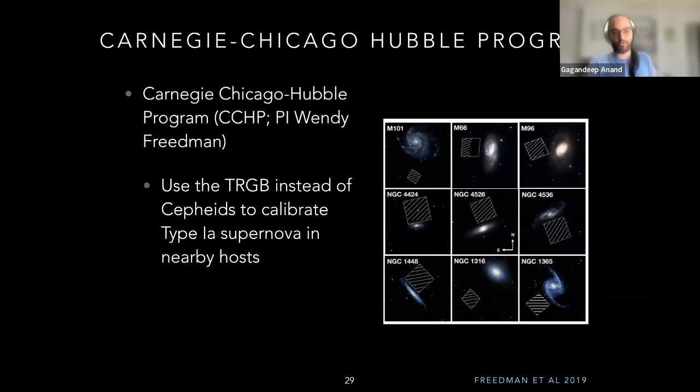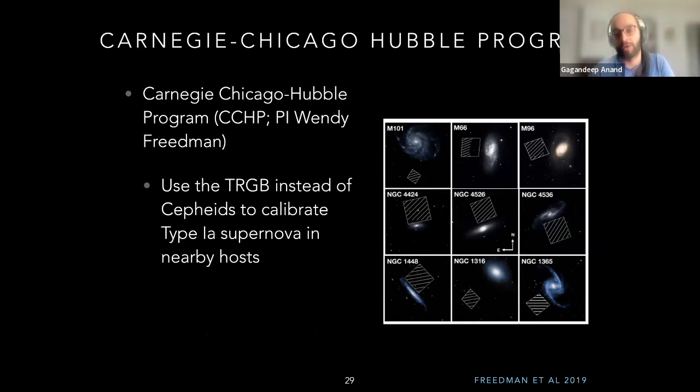And so, I mentioned the SH0ES results, but a lot of this work has been pushed forward by the Carnegie Chicago Hubble program. And what they did is replace Cepheids in the distance scale, using these tip of the red giant branch stars that I've been talking about. And so they're using the TRGB to calibrate the type 1a supernovae in nearby hosts. And here you see a panel from one of their main papers. Those hatched regions show where in these galaxies they've observed the TRGB stars.